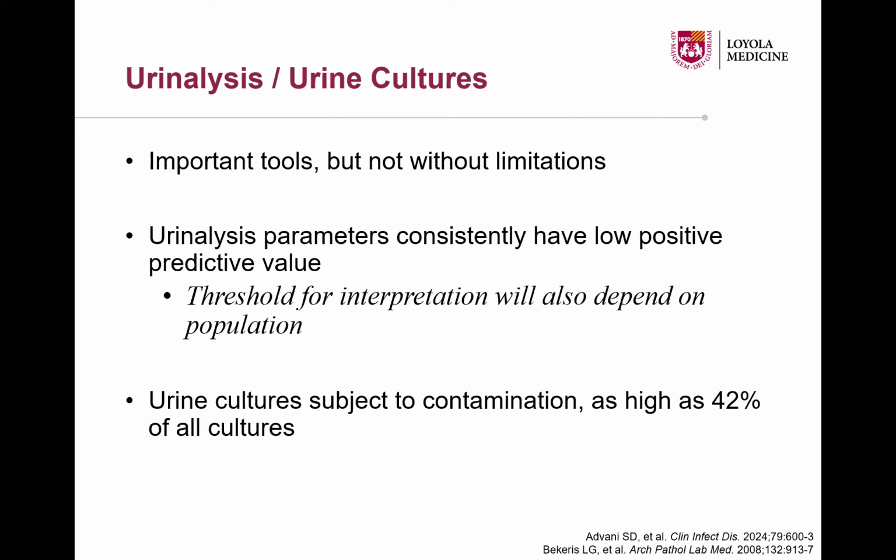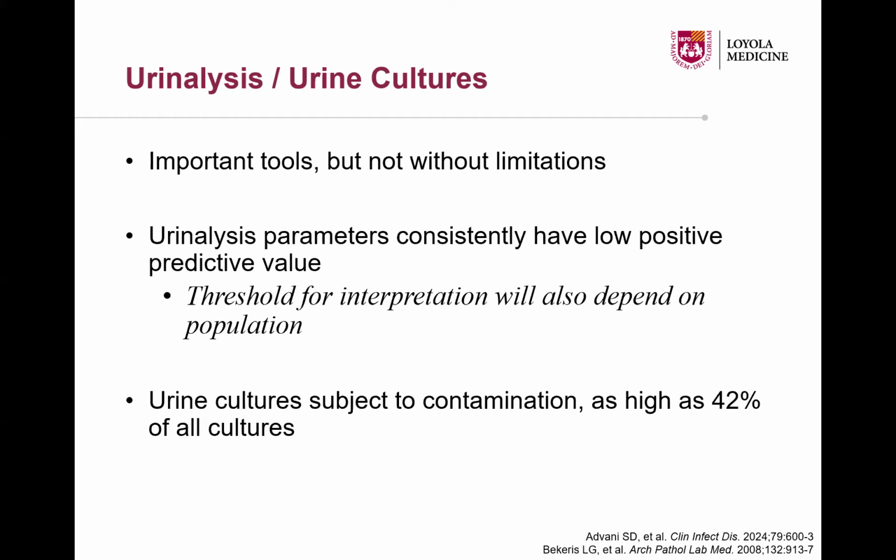Additionally, some of the lab values that we're looking at on a urinalysis, they're going to have different thresholds for interpretation depending on the population. Patients with indwelling catheters, of course, they're going to have some white cells. Plenty of irritation going on there. And so that's going to be different from your perimenopausal young female patient that has white cells in their urine.